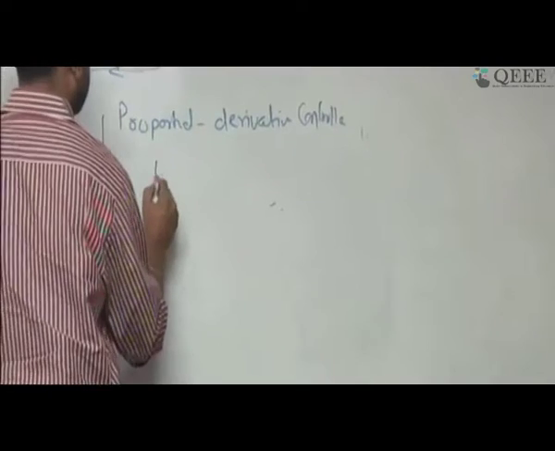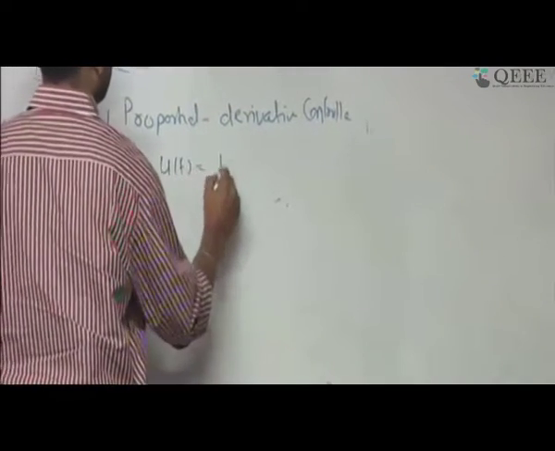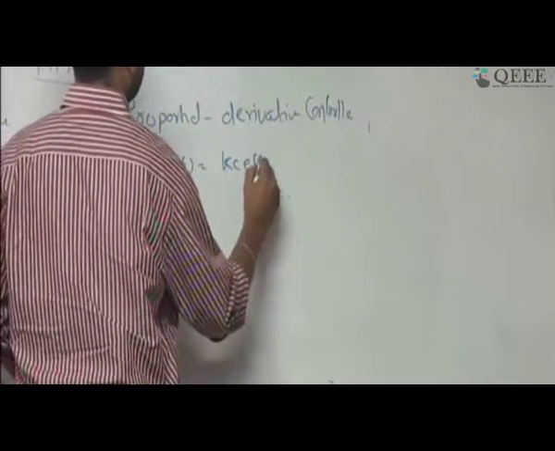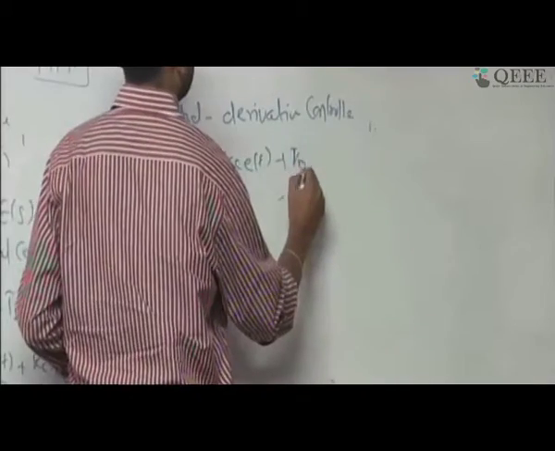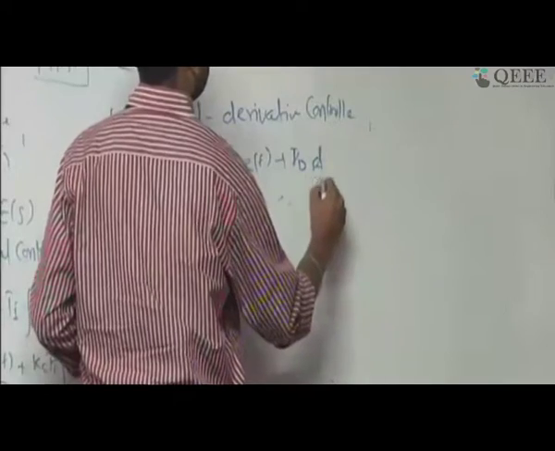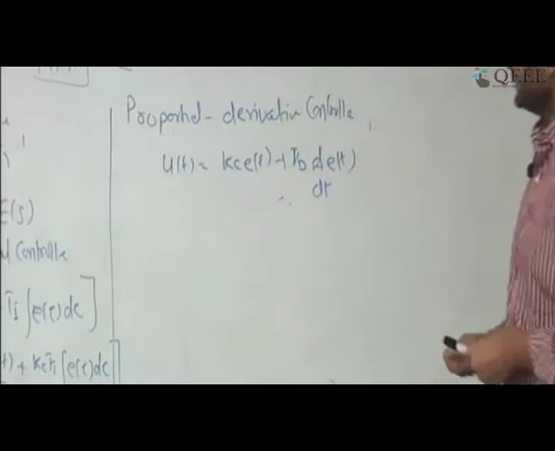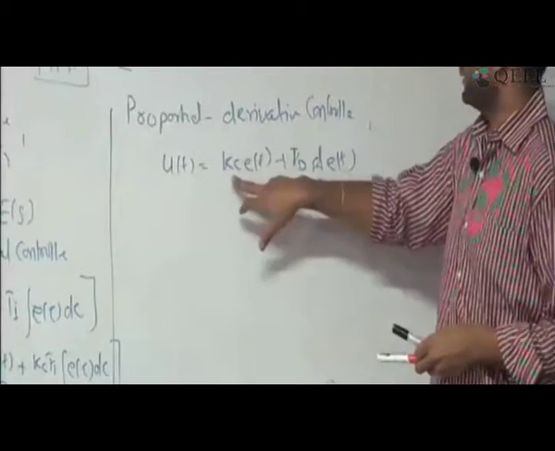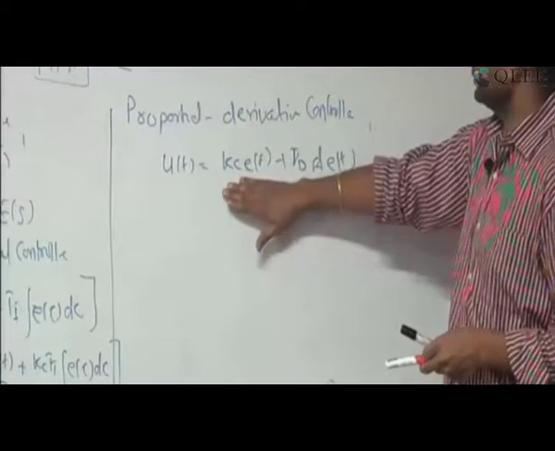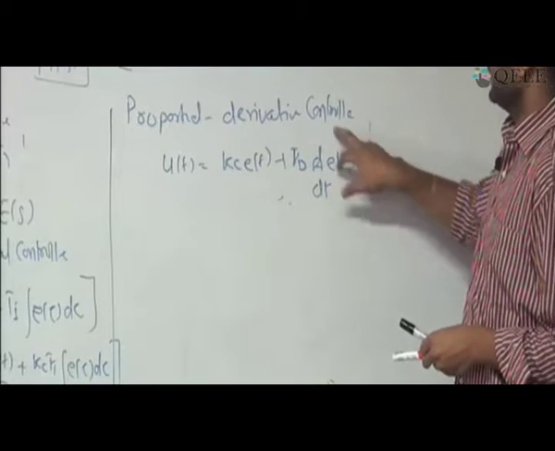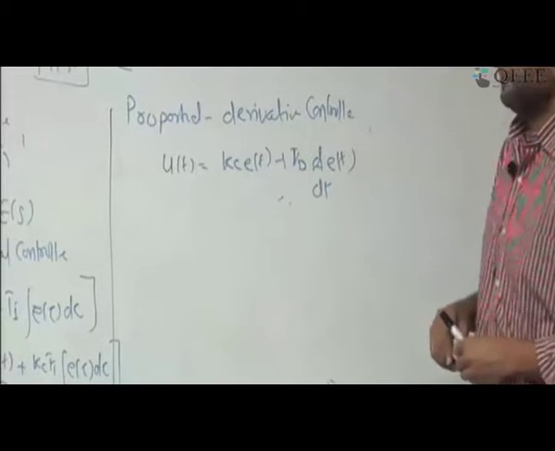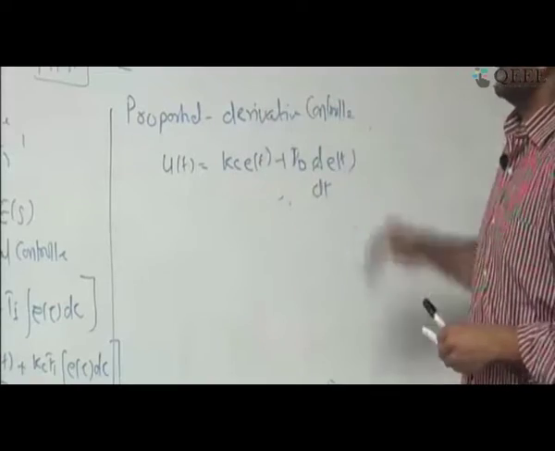So as the word says, u(t) is going to be Kc e(t) plus Kd d/dt e(t), correct? When you look at this, there are two terms in a proportional derivative controller. The one term is proportional, with the proportionality constant, and the other term is the derivative of the error. Okay, that's why it's called a proportional derivative controller.